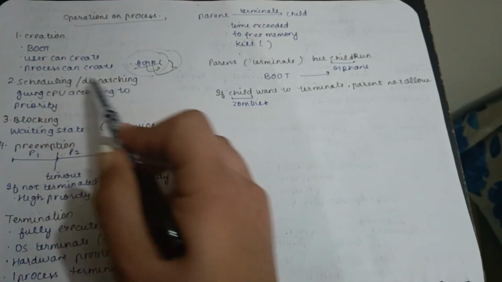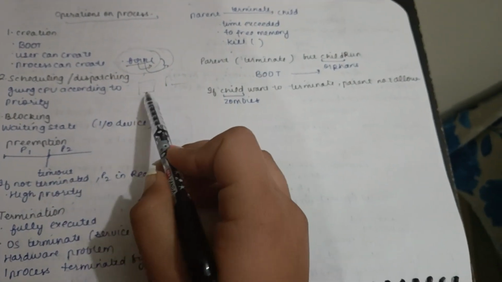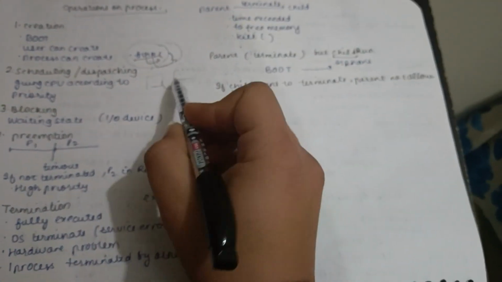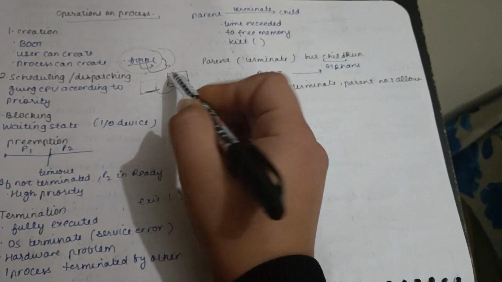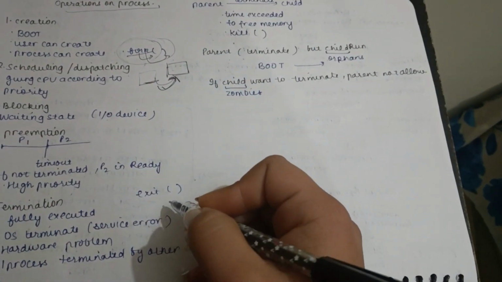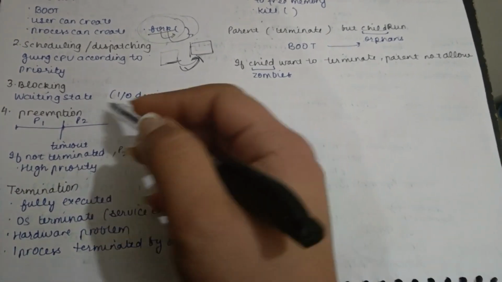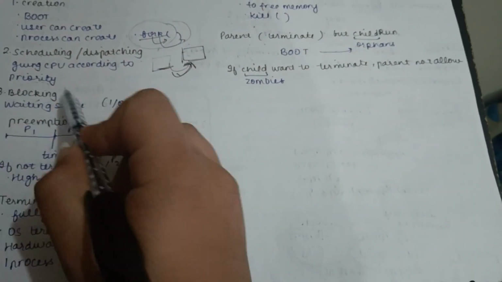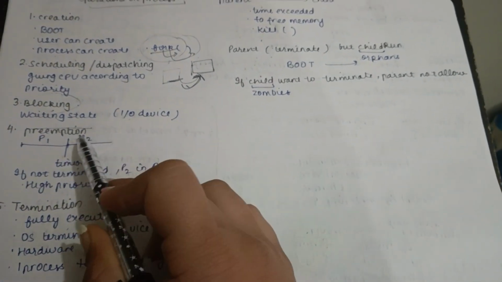Then we have the scheduling or dispatching. Scheduling means shifting from one process to another. So we are giving the CPU according to the priority. For example, we are running this task. Meanwhile, a task of higher priority is in the queue. So it's a duty to give the CPU to this task first. And all the smaller tasks must try to be completed before the longer time task. Then we have the blocking. Blocking simply refers to the waiting state when a process needs an input output device or resource.